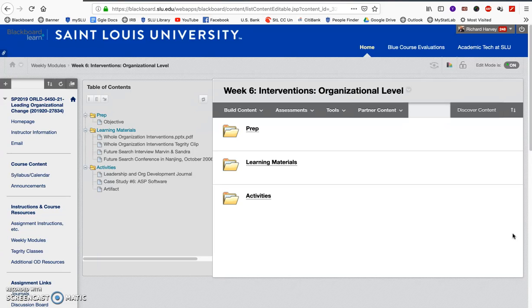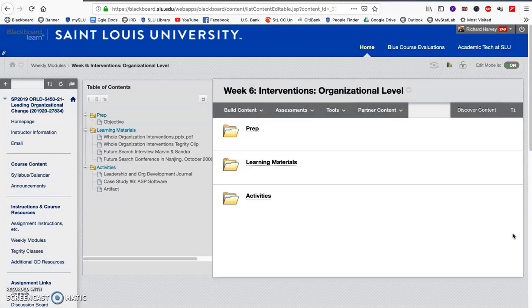So this week is actually going to be our final level of interventions. For the past few weeks, we have looked at those OD interventions that are aimed at the individual level. Last week we looked at the interventions that are aimed at the team level. And now we're going to look at those interventions that are really aimed at the organization level.